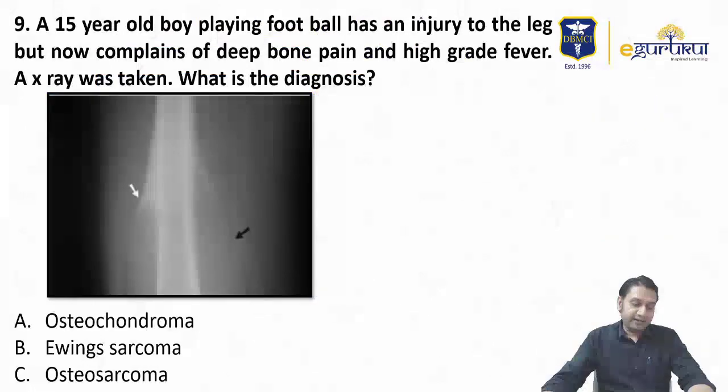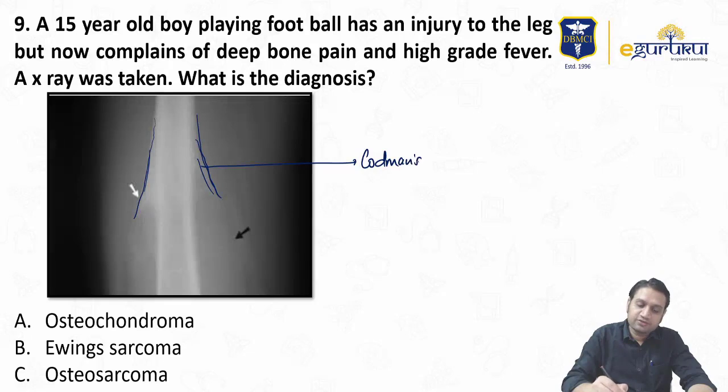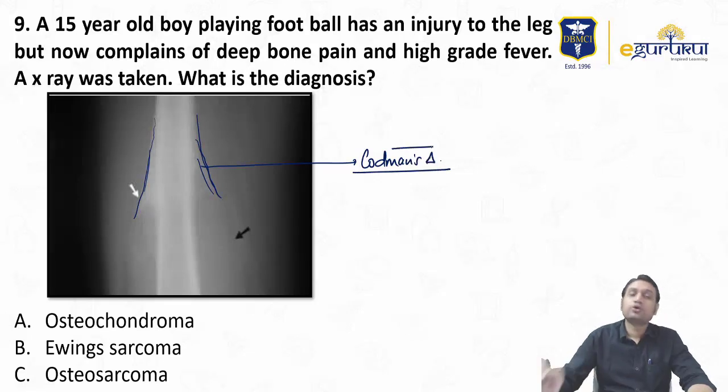Next one is a 15-year-old boy playing football who has an injury to the leg but now complains of deep bone pain and high-grade fever. He was playing and then suddenly started having pain. X-ray was taken. What is the diagnosis? Now see this elevation over here. This elevation of the periosteum is what you call Codman's triangle.